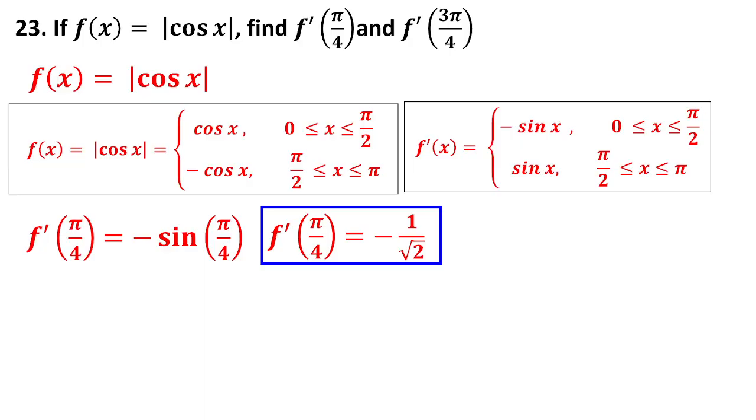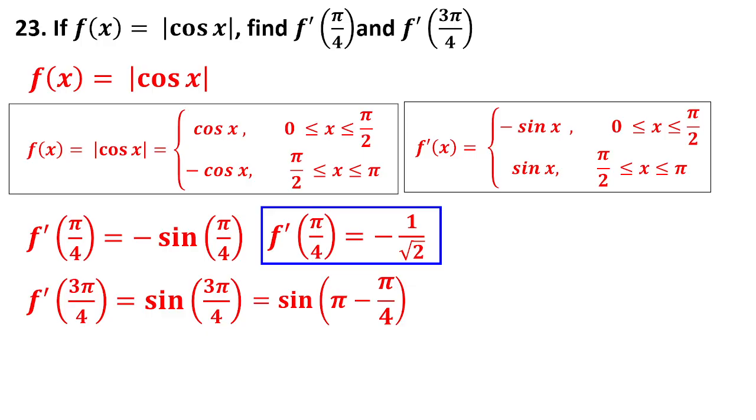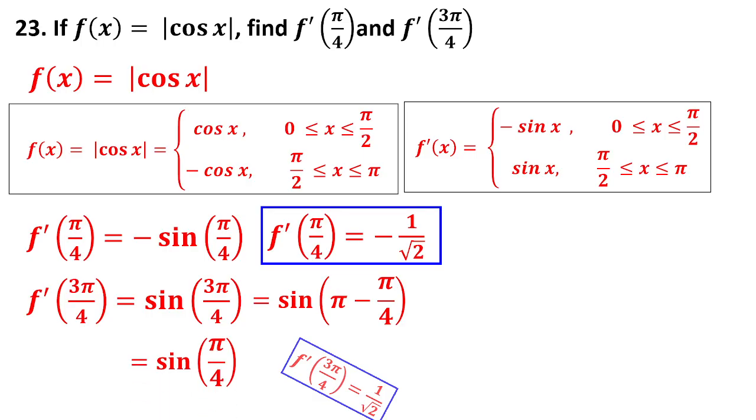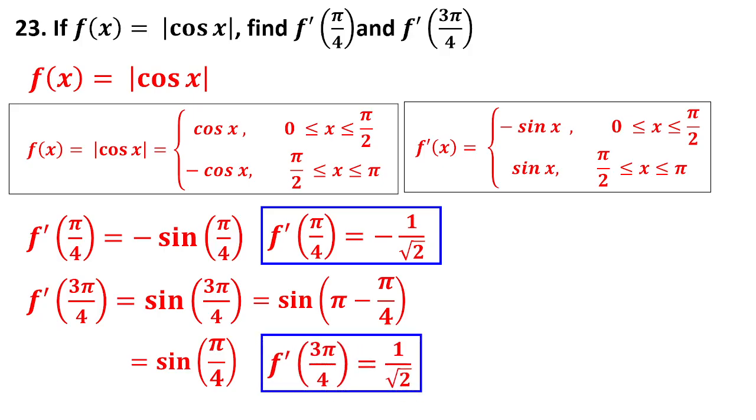Let us go to the second one, 3 pi by 4. 3 pi by 4 is in which quadrant? It is in the second quadrant. Therefore, we have to take sin x as the f dash of x for this. That is the function derivative for this in the second quadrant. Therefore, what is sin 3 pi by 4? It is pi minus pi by 4, second quadrant. Therefore, sin pi by 4. Therefore, the answer is 1 by root 2.